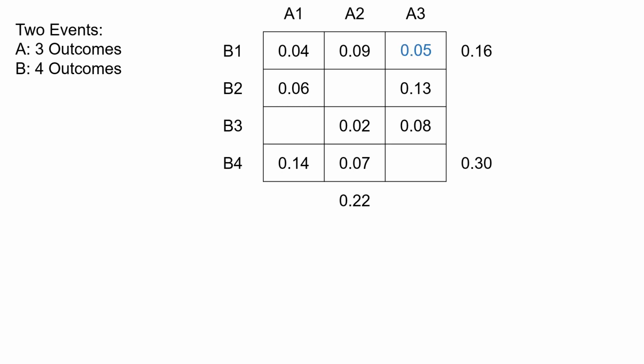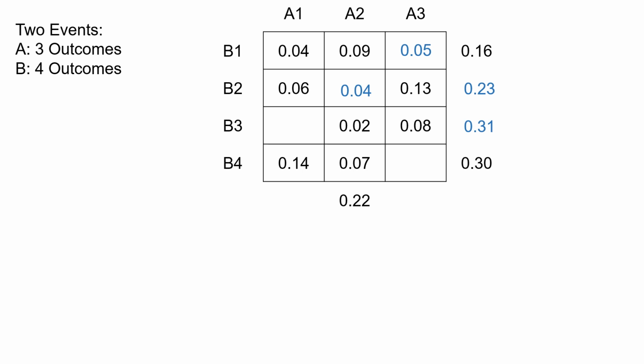So we know the probability of B1 is 0.16, and the probability of A1 and B1 is 0.04, A2 and B1 is 0.09. We know that the probability of A3 and B1 has to be 0.05 in order for it to sum to 0.16. We know that the probability of A2 is 0.22. Hence, the probability of A2 and B2 has to be 0.04 in order that 0.09, 0.04, 0.02, 0.07 then sum to 0.22. Sum across the row for B2 to get the probability of event B2 occurring is 0.23.